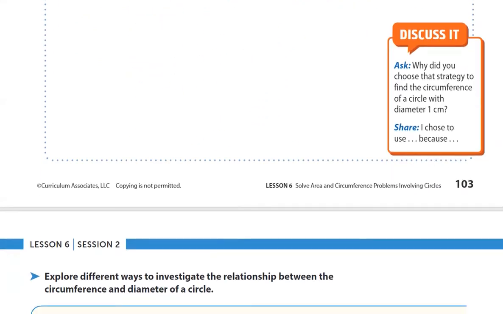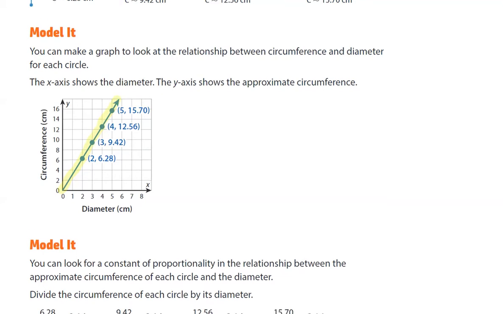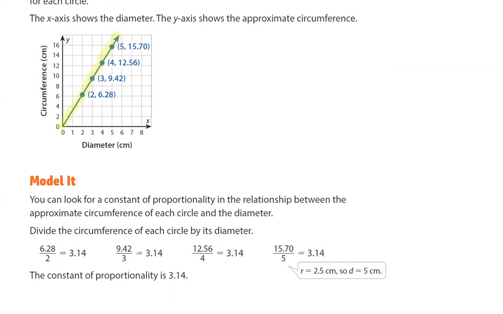Now what did they do? Let's see. For model it, you can make a graph. This is a proportional relationship. Every centimeter of diameter is another 3.14. So it is a proportional relationship, which we had done last lesson, or the last 5 lessons. You could graph it if you wanted to.